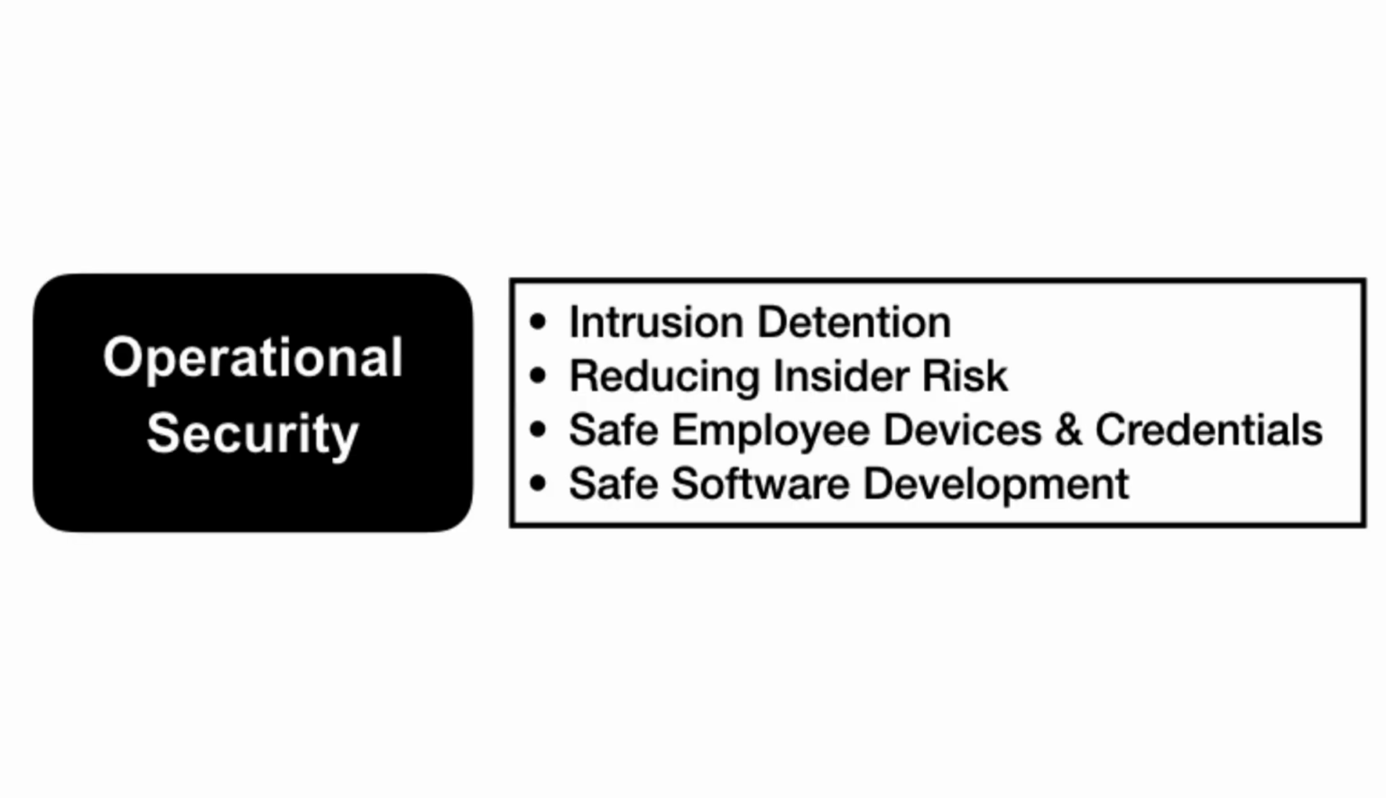Google's operational security layer encompasses 4 key elements: intrusion detection with rules and machine intelligence, proactive reduction of insider risk, mandatory U2F-compatible security keys for employee accounts, and stringent software development practices, including source control, code review, and libraries for preventing security vulnerabilities. Google also incentivizes bug discovery through its Vulnerability Rewards program.